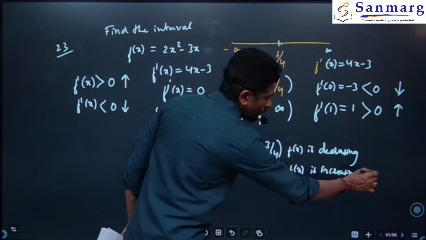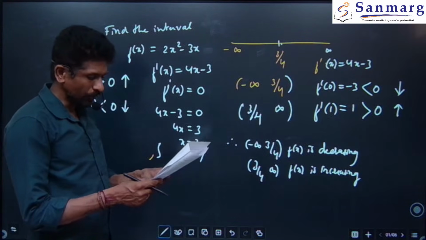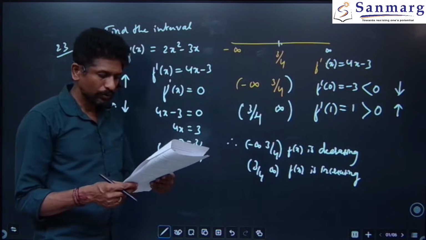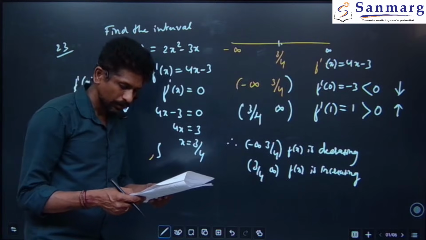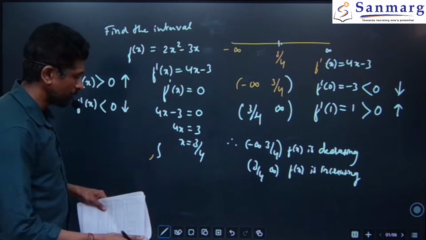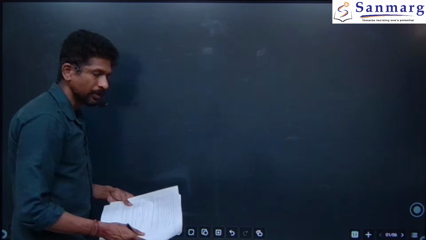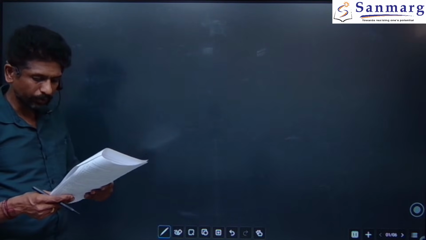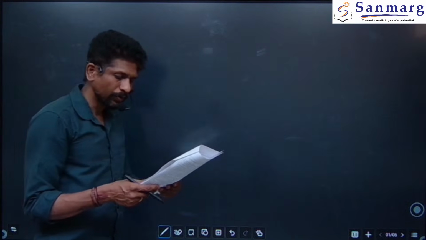So this way you have to find out the increasing and decreasing function. Within that interval the value will become... Okay, so this also carries 2 marks here. The next one is the same thing. They are asking the application of derivative itself. Application of derivative, that is, find the absolute maximum value of the function.